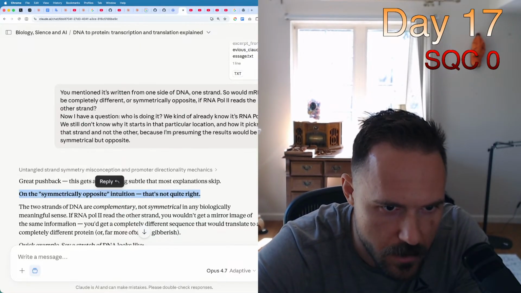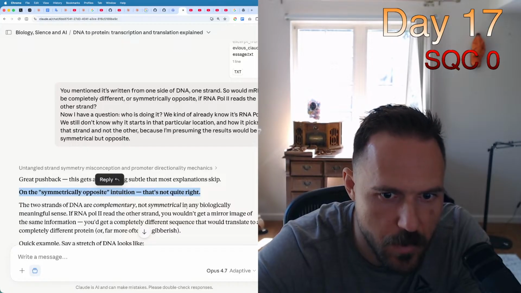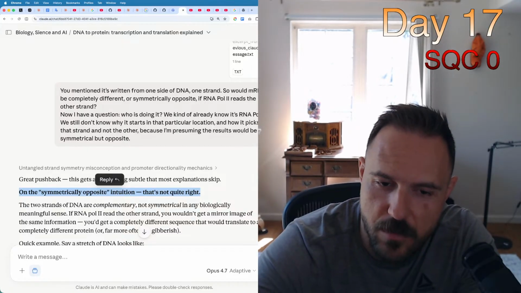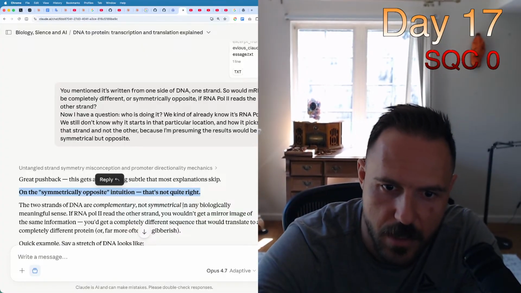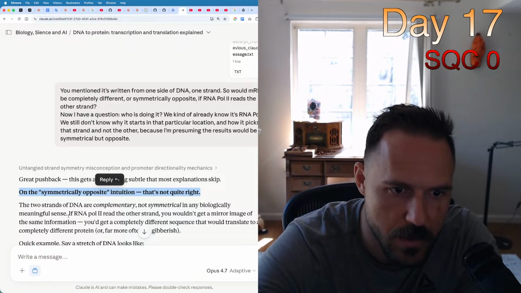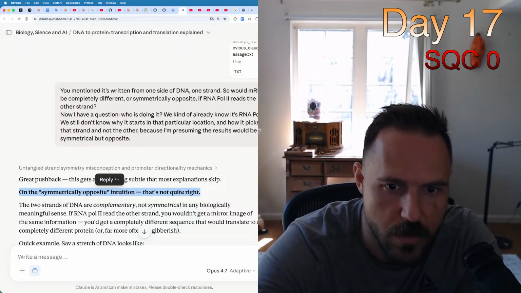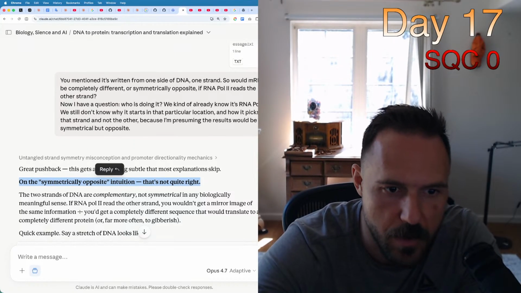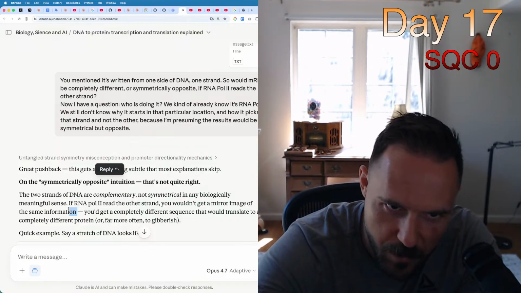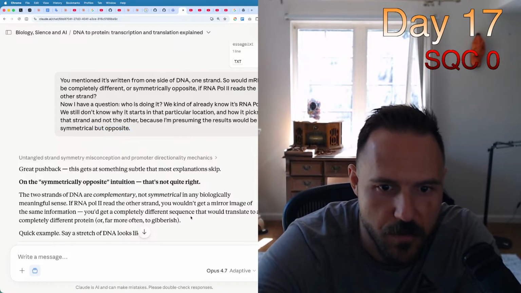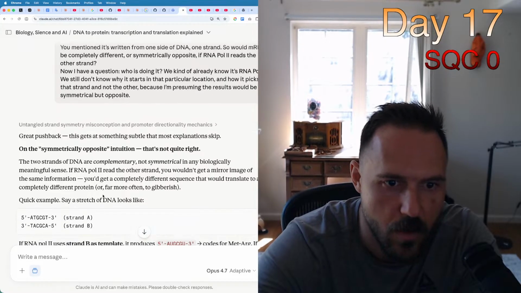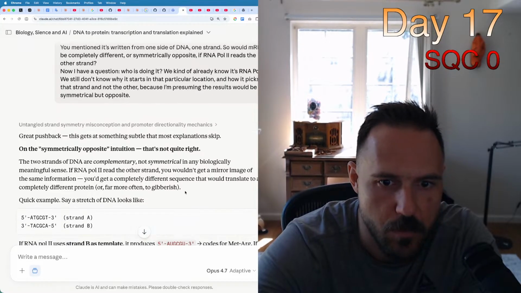The two strands of DNA are complementary, not symmetrical. I was saying symmetrical because there is no symmetry, but symmetry in opposition. In any biologically meaningful sense, if RNA pol 2 reads the other strand, you would not get a mirror image of the same information. That's exactly what I was saying. It's opposite. Come on. But opposite. You'd get a completely different sequence that would translate to a completely different protein, or far more often to gibberish.